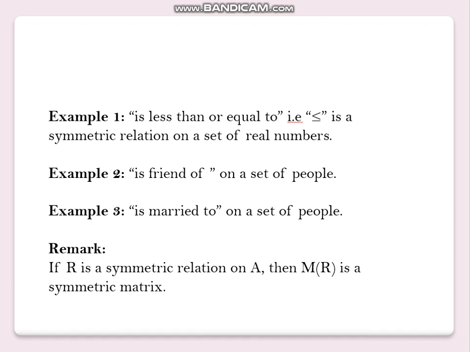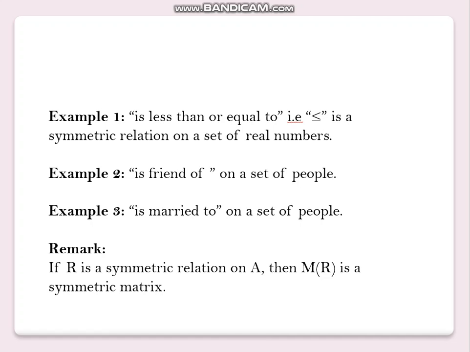Since equality is there, we can say this is an example of a symmetric relation. Another example is "is friend of" on a set of people. For example, consider the students in a particular class. If person A is a friend of person B, then person B is also a friend of person A. So this kind of relation is also a symmetric relation.